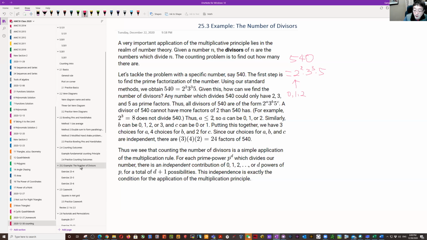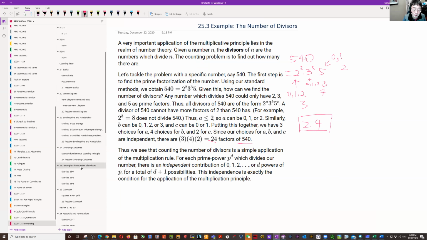And to choose the exponent of 3, we have 4 ways: 0, 1, 2, and 3. And for 5, we have 2 ways, 0 and 1. So basically 3 ways, 4 ways, and 2 ways, so we have 24 ways to make a factor of 540. So that's generically how it works.